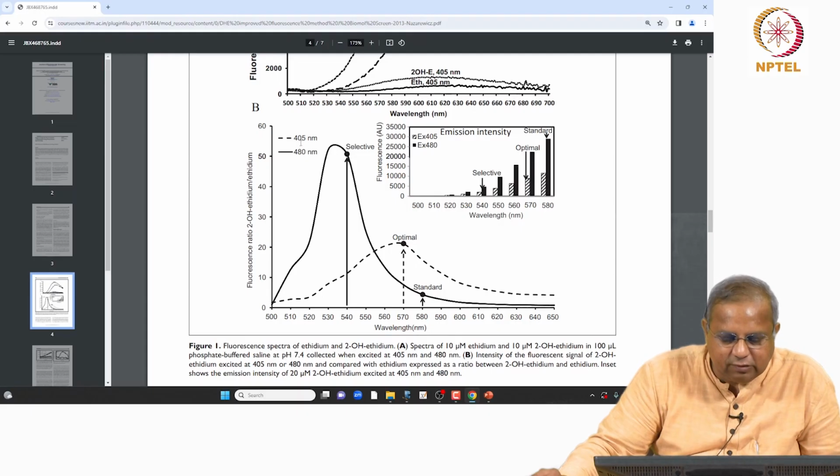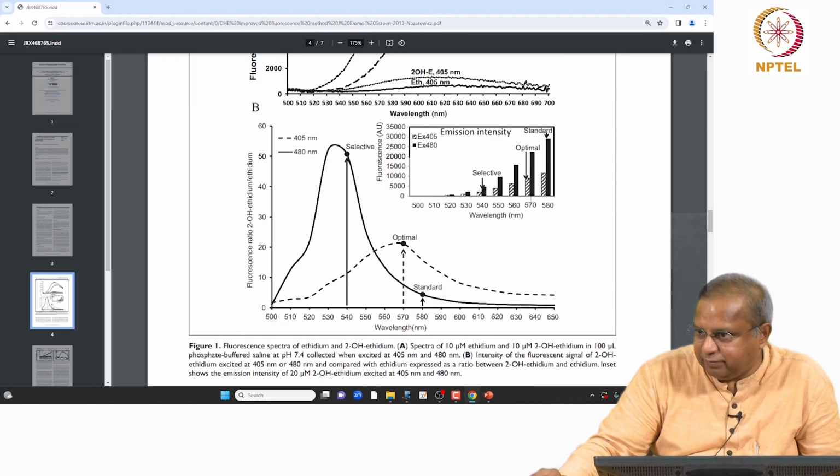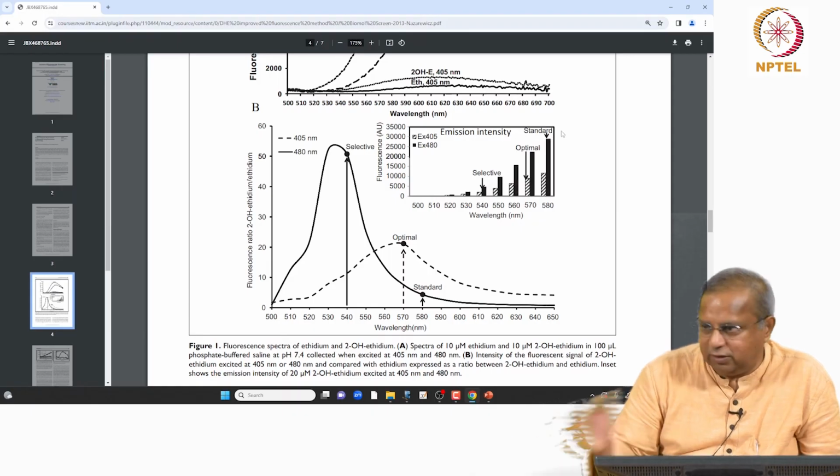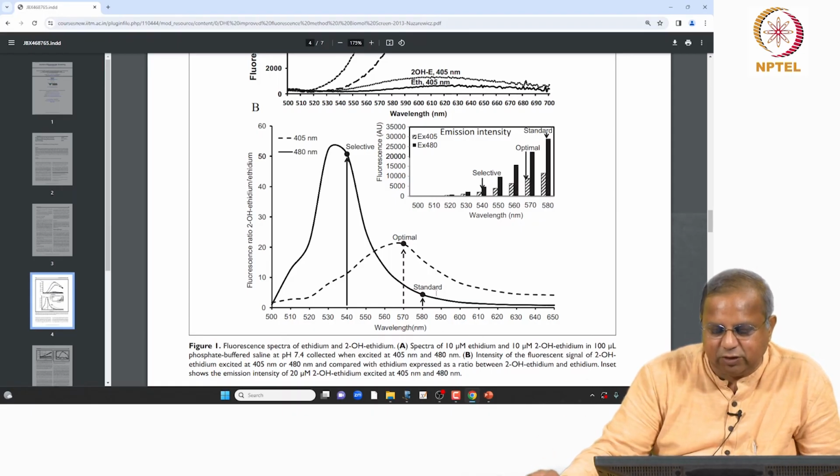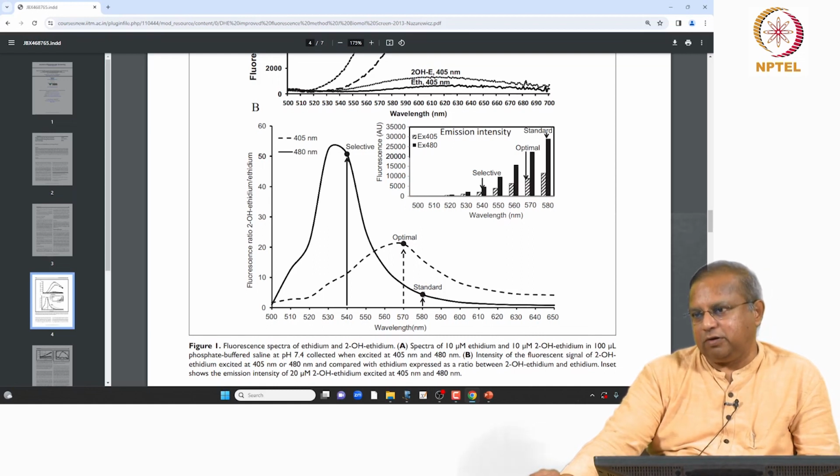If you use 405, 570, then this is what you have. Before that, if you use 405, 580, the intensity is high. That's the reason why it was chosen in an initial scan of 2-hydroxyethidium. But the ratio is much, much smaller, many-fold smaller, at least 10-fold smaller.